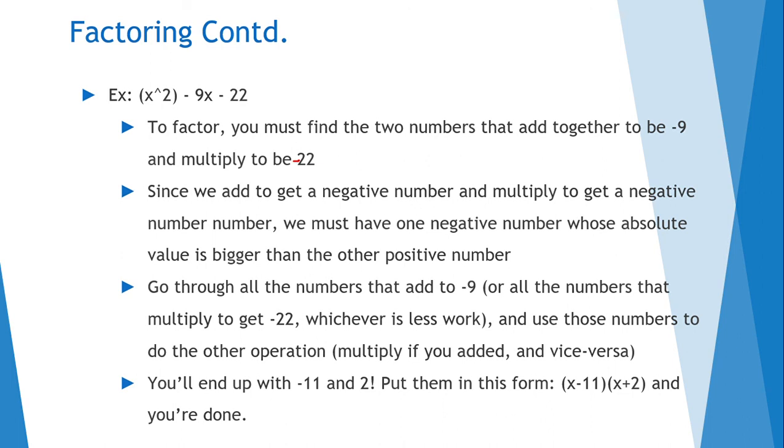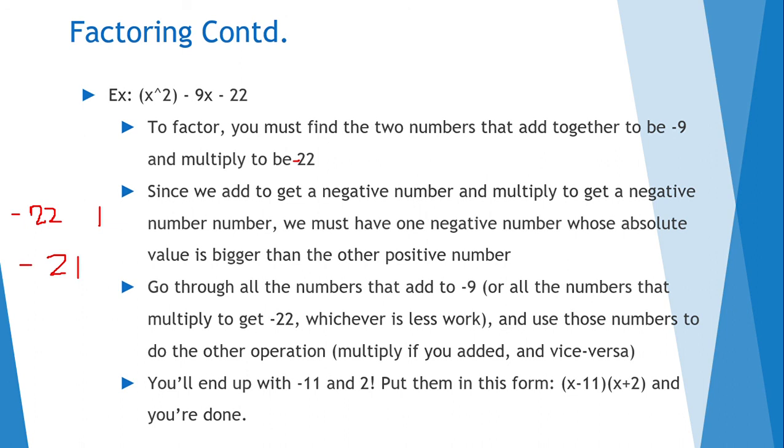So now we need to go through all the numbers that add to get -9 or all the numbers that multiply to get -22, whichever is less work, and use those numbers to do the other operation. So let's go through all the numbers that multiply to get -22, because usually that's a little bit easier to do than to get -9. The first pair I can think of is -22 and let's say 1, because -22 times 1 is -22 and our negative absolute value is bigger than our positive absolute value. But when we add them together we get -21, which doesn't seem exactly correct.